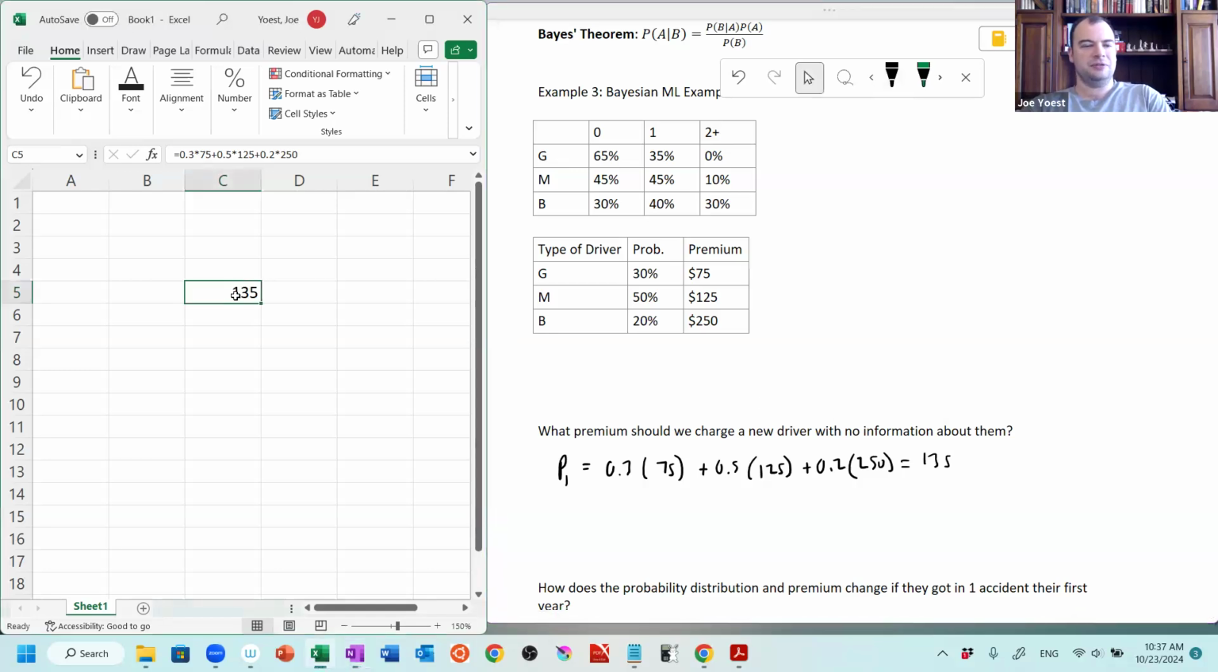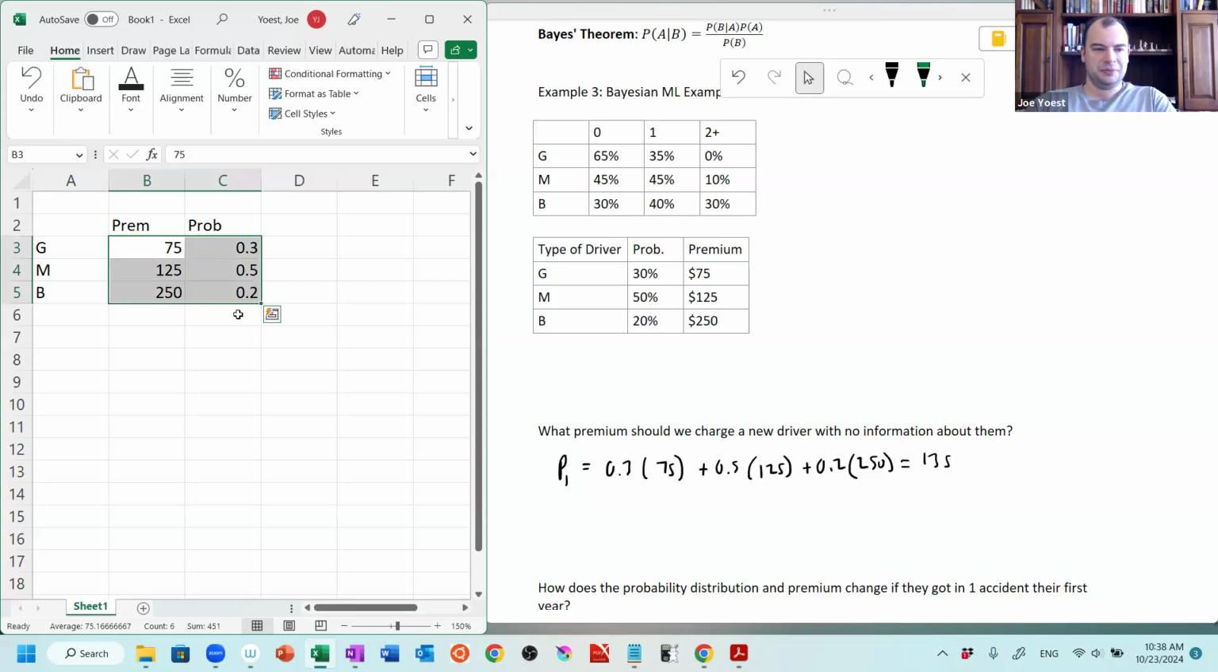We can use a built-in Excel function, so let's actually do that. We'll have our good, moderate, and bad. Their premium would be 75, 125, and 250. And the probability, 0.3, 0.5, and 0.2. And we actually just recognize this as a probability distribution.